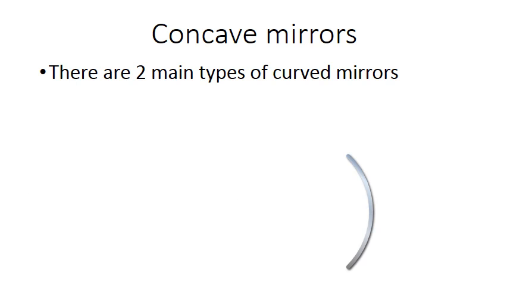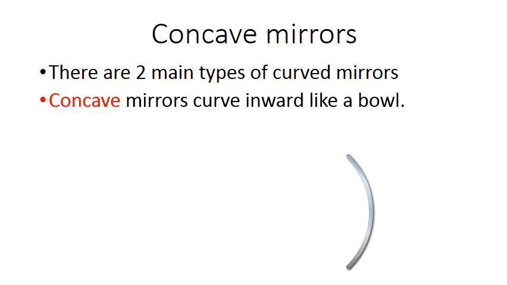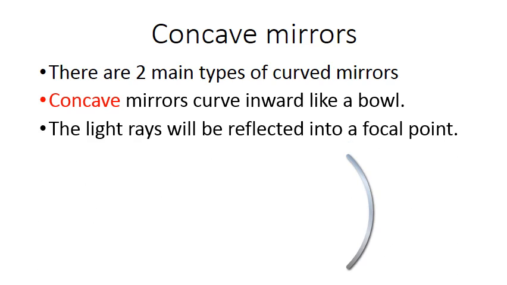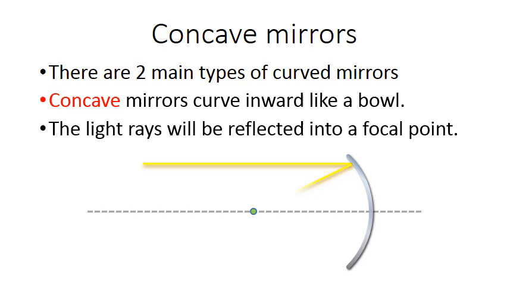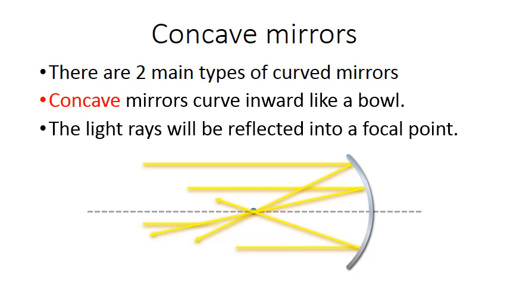Concave mirrors. There's two types of curved mirrors. One type's a concave mirror. Concave mirrors curve inward like a bowl or like a cave. And the light rays are always reflected into a focal point. So if we draw a normal line here, we've got a focal point right there, that little green dot. When light rays come in and hit this mirror, they're going to get reflected in towards that focal point.